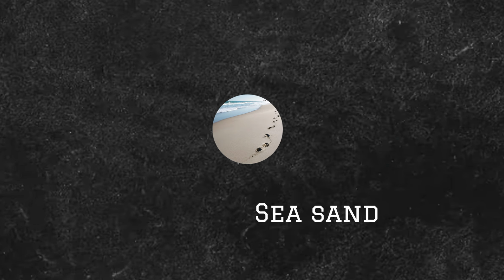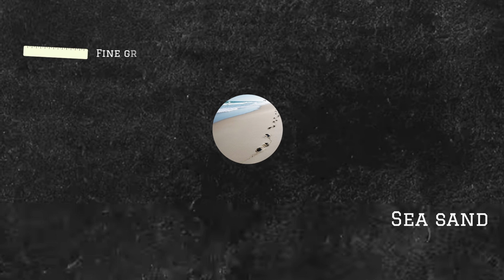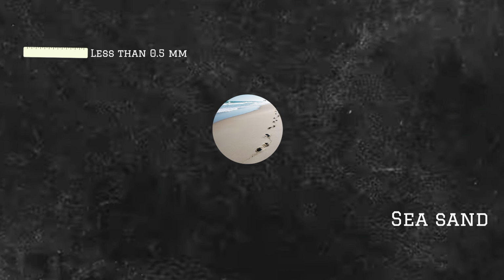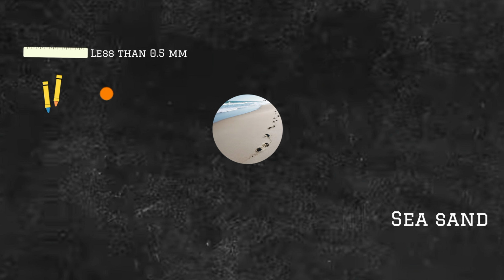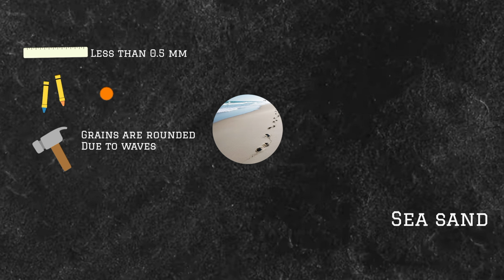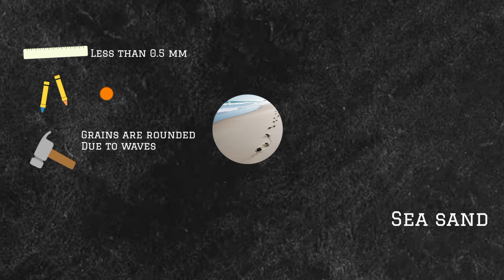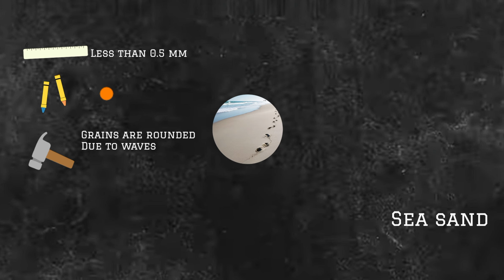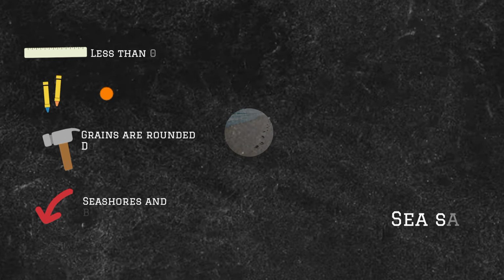Sea sand. Sea sand is generally fine in grain size, often less than 0.5 mm. Its coloration tends to be light brown, but this can vary depending on the amount of shell content present. Its grains are typically rounded due to the action of waves, and it often contains salt, which can be an issue for some construction uses. It is, of course, predominantly found along seashores and beaches worldwide.